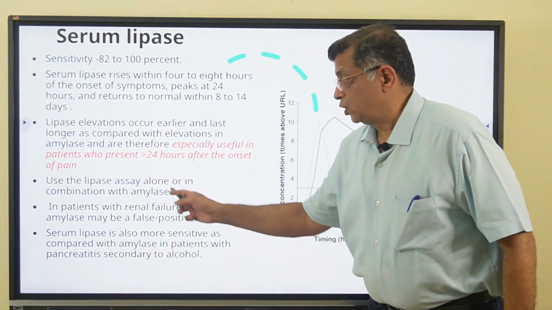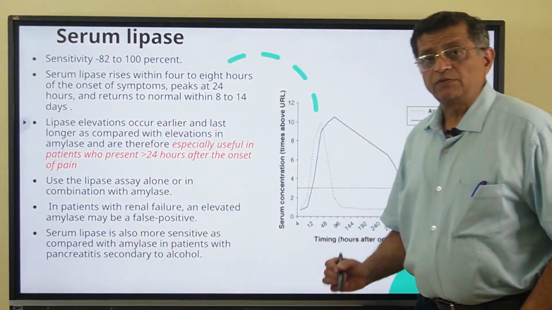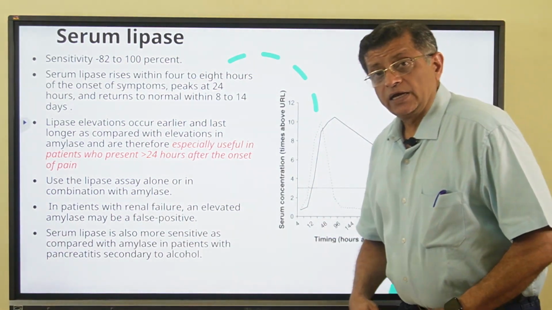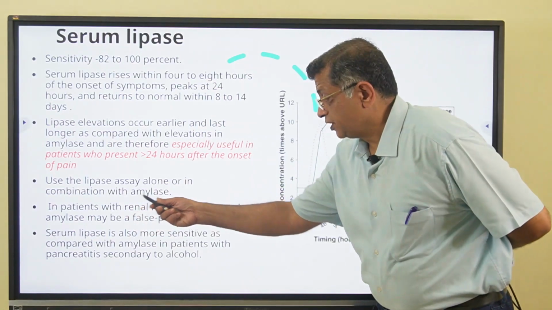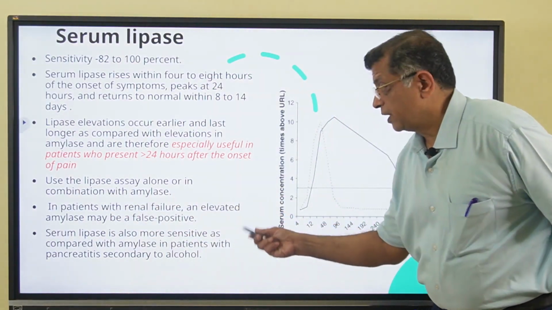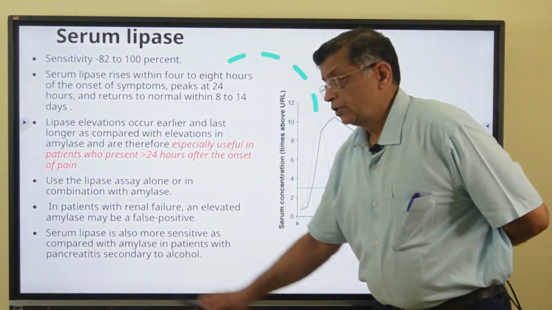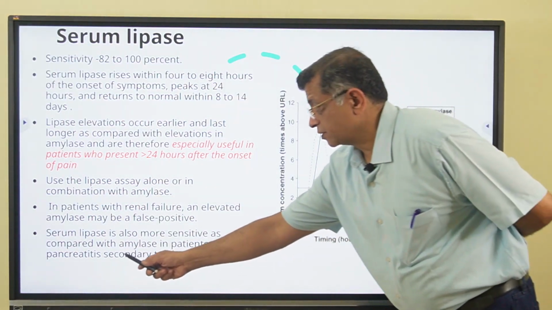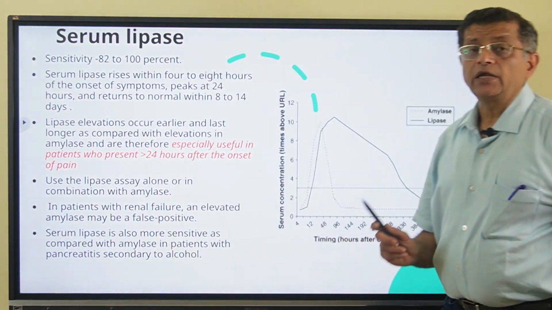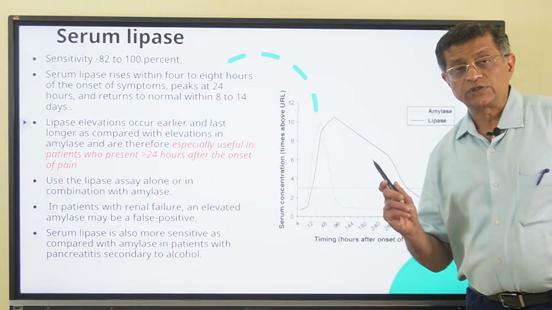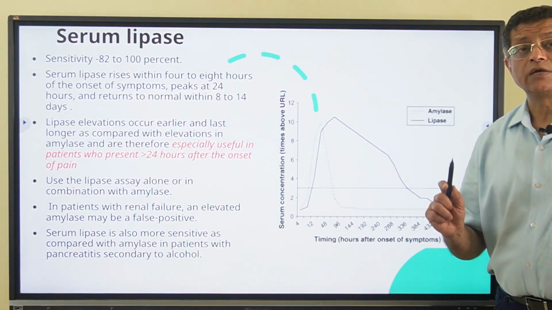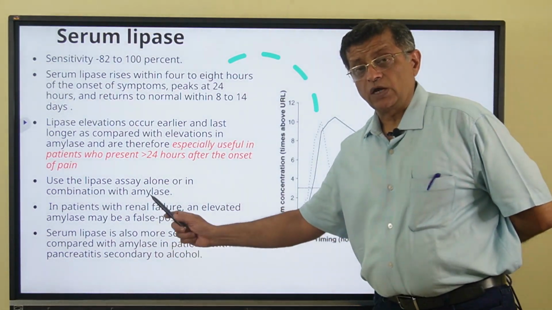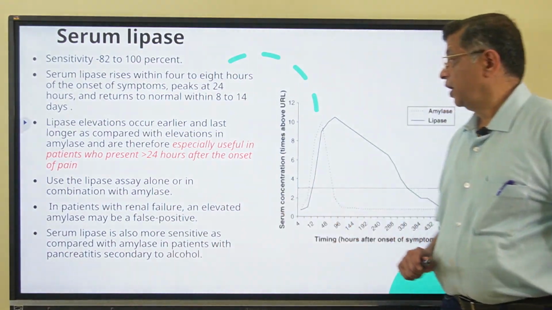Use lipase assay alone or in combination with amylase. We as a policy routinely use amylase plus lipase. Like I just said, in patients with renal failure, elevated amylase may be a false positive. Serum lipase is also more sensitive compared to amylase in patients with pancreatitis secondary to alcohol. In alcoholic pancreatitis, as we just discussed, in 20% of patients, there may not be raised amylase. So, if the lipase is raised more than 3 times upper limit of normal, this could be helpful.